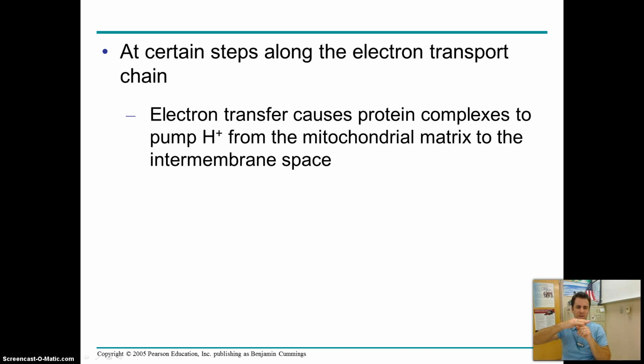Now, all these proteins get electrons added to them with NADH or FADH2. And those electrons get passed one after the other. And as they get passed, the energy is used to move the protons from the matrix into the intermembrane space. So they build up to very, very high levels.